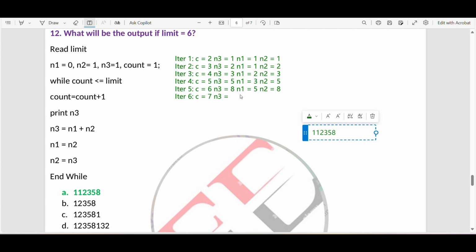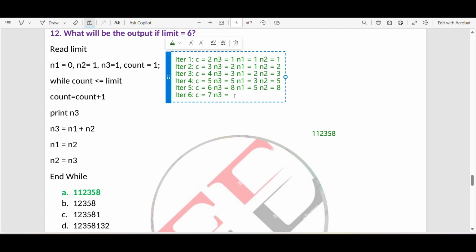right? Next we are going again back, and next n3 will be n1 plus n2, which is 8 plus 5, and it will become 13. And next, what is n1? N1 is nothing but n2. What is n2? It is 8. And next we are having n2. What is n2? It is n3. So what is n3 here? It is 13. N3 will be 13.